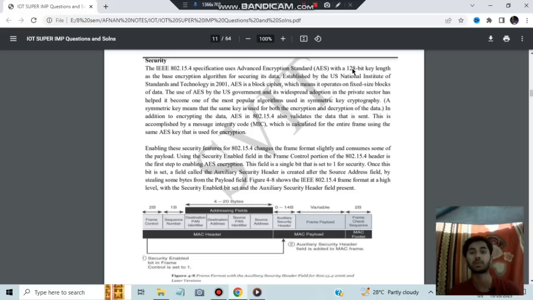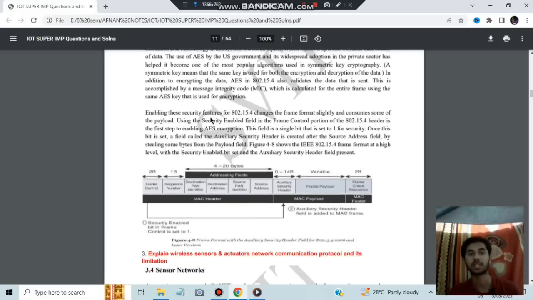Advanced Encryption Standard with 128-bit key length. It uses cryptography here to make it more secure. Okay, these are the key points.